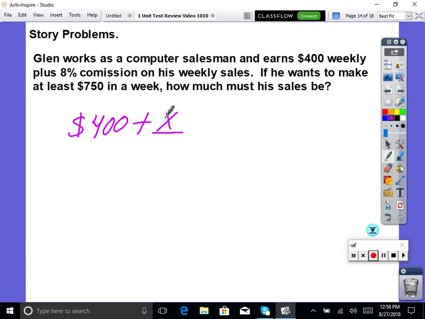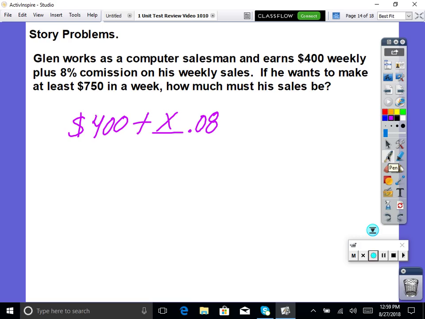And he doesn't get that full amount though. He only gets 8% commission. So you're going to times that by, so it's a times 0.08. That's 8%. That's a times sign. But I'm going to erase it because we're just going to remember it's times, it says.